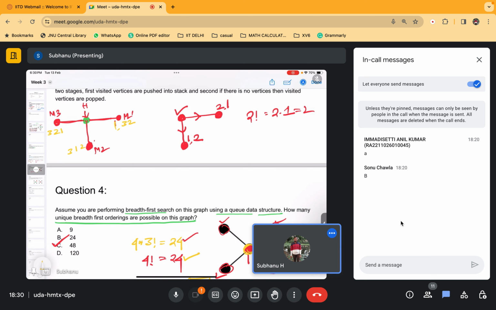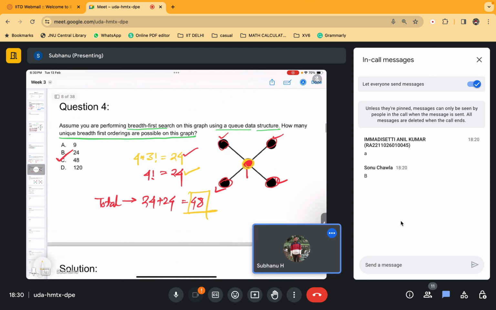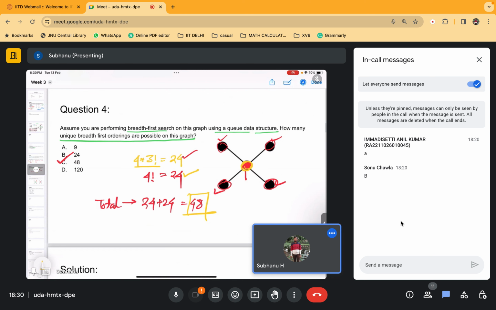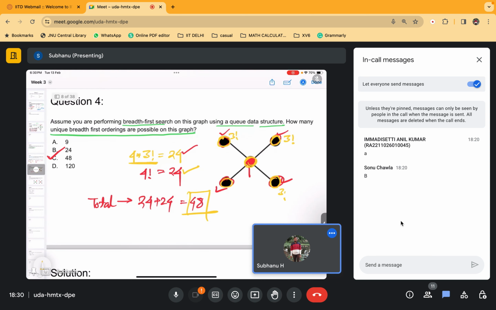So, three factorial. So there are 4 into 3 factorial. Like if you start from this node, you have 3 factorial choices. If you start from this node, you also have 3 factorial choices. If you start from any of the 4 outer nodes, you have 3 factorial choices, because you can choose any of the outer nodes. So that's why 4 into 3 factorial, that's why 24.